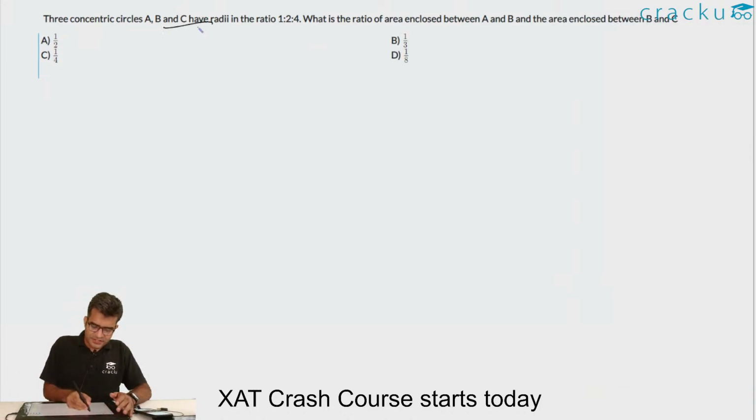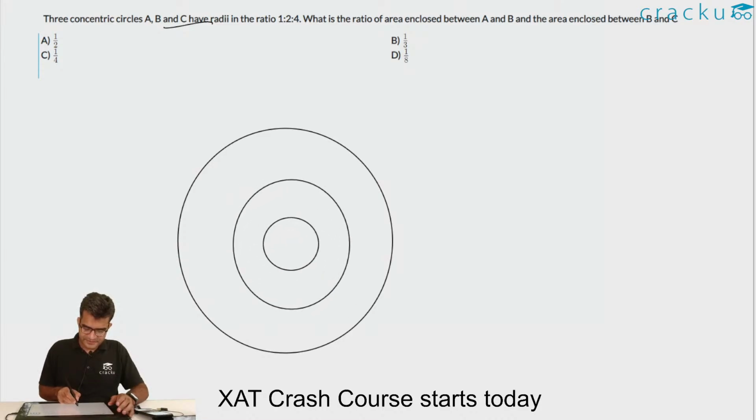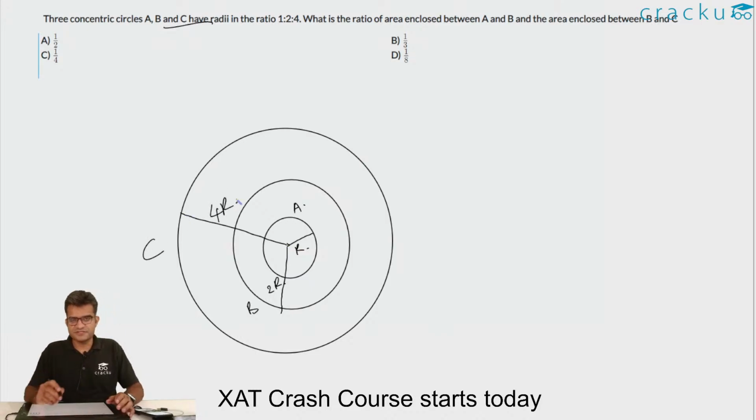In this question, we are told that there are three concentric circles A, B, and C. The radii are in the ratio of 1:2:4. So let us assume that these are the three circles. Let the radius of the smallest circle, A, be equal to R. So the radius of B will be 2R, and the radius of the largest circle C is 4R, because the ratio of the radii is 1:2:4.